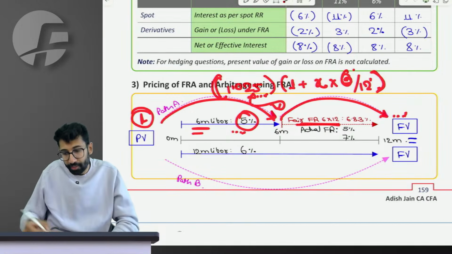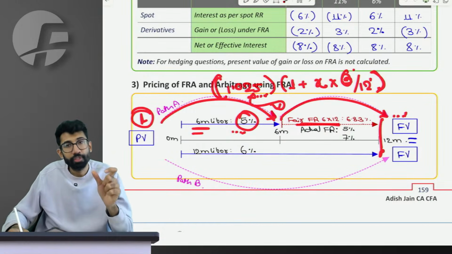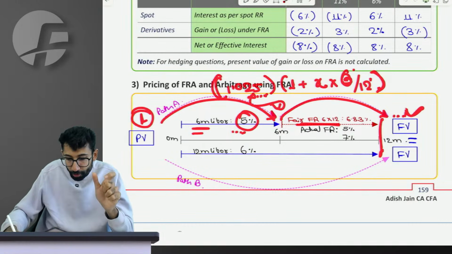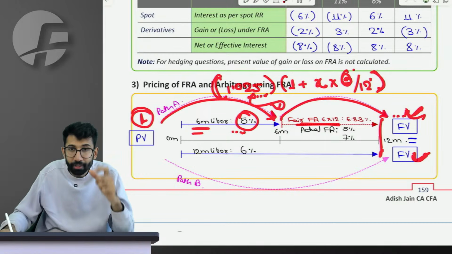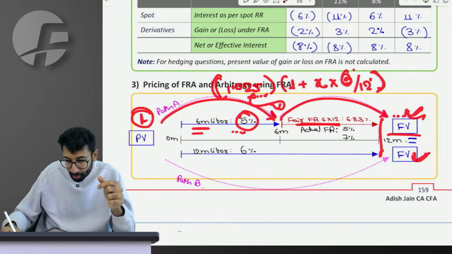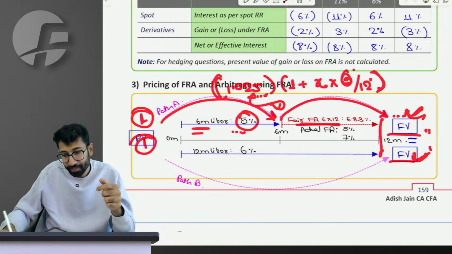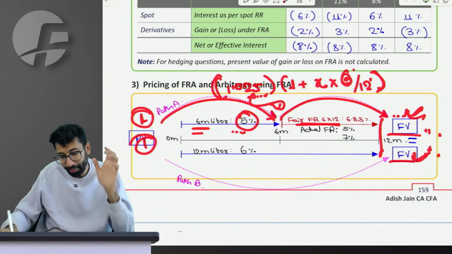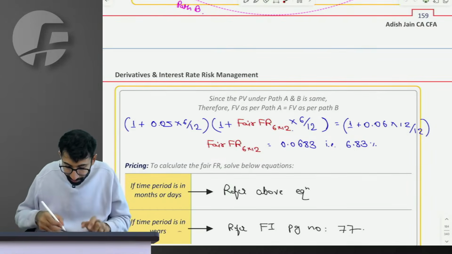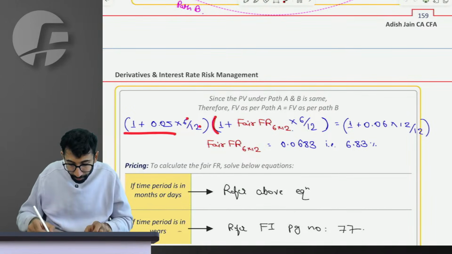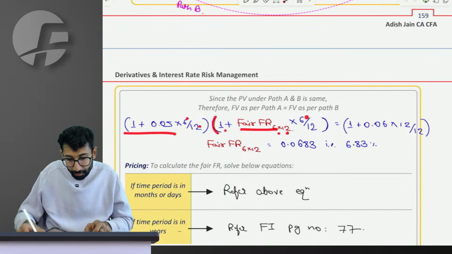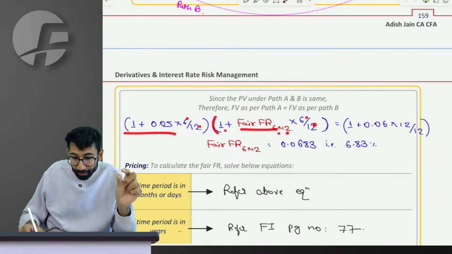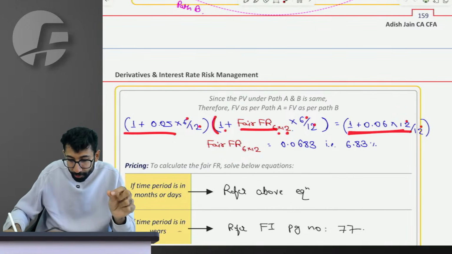And do you agree? Since the period of investment in both the cases is for 12 months, I should be able to have redeemed the same amount. The future value of this 1 rupee under both the cases, under both the paths, should be the same. If you understand the logic, you end up creating an equation. So it is like 1 plus 5% for 6 by 12 into 1 plus fair forward rate of 6 by 12 for 6 divided by 12 period is equal to 1.06 for 12 by 12.